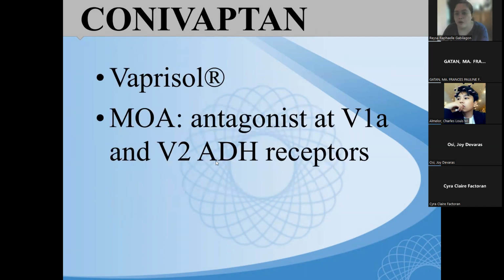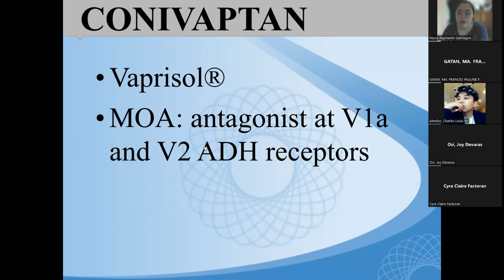So, what are the examples of drugs that antagonize the antidiuretic hormone? We have the first one here, the conivaptan. These are not common drugs, so paano na lang, double the effort again kasi hindi common the mga drugs. So what is the mechanism of action of conivaptan? This is an antagonist at the V1A and V2 ADH receptors. The names of the receptors of the ADH are the V1A and the V2.